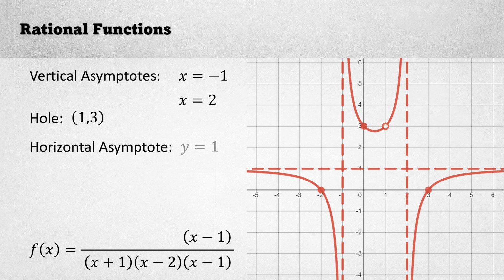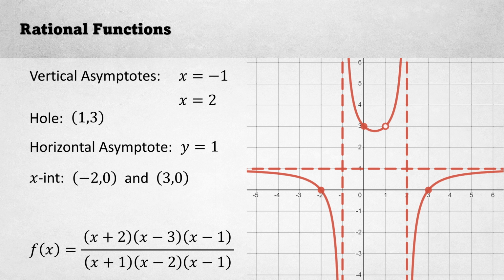The horizontal asymptote is at y equals 1, which means the quotient of the division is 1. This would happen when the degree of the numerator and the degree of the denominator are the same. So we must have two other factors in the numerator. X-intercepts are -2 and 3. As we saw before, x-intercepts come from the factors of the numerator, confirming that there are two more factors in the numerator. So we get x plus 2 and x minus 3 in the numerator.